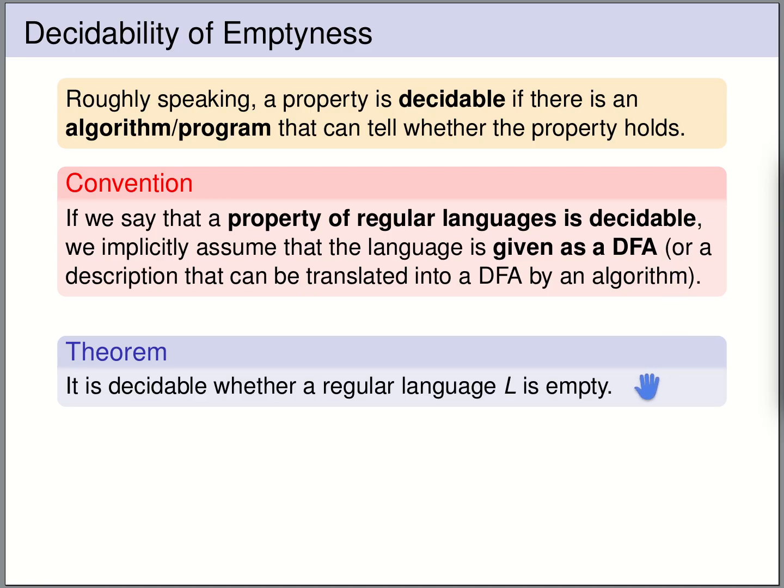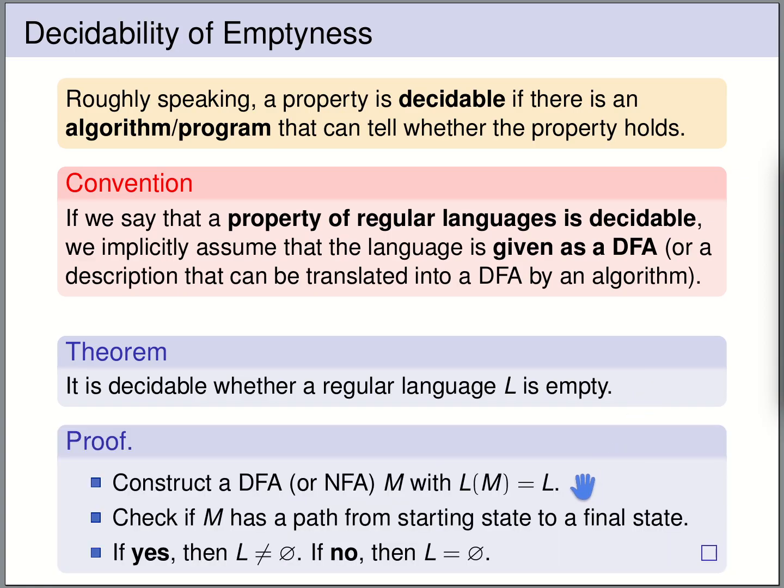So for instance, the emptiness problem for regular languages is decidable. So we can create a program that takes as input a deterministic finite automaton for the language that we are interested in, and this program then tells us yes or no whether the language is empty or not. How does the program do that? Emptiness is very simple. For the emptiness of the language, it suffices to check whether in the automaton there's a path from a starting state to a final state. The language is non-empty if and only if there exists such a path.